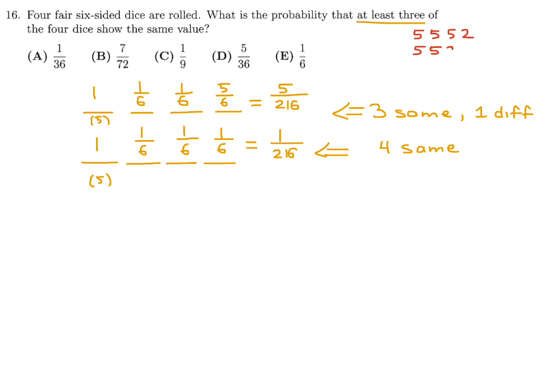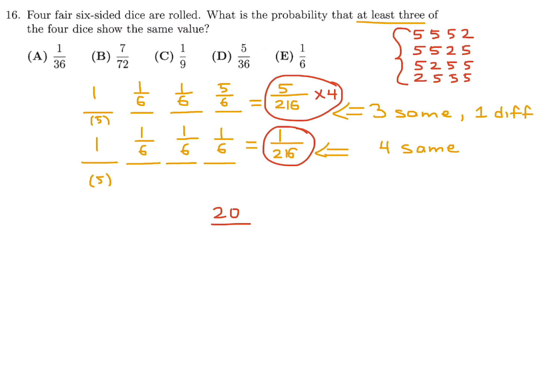But you can also have it like this: 5, 5, 2, 5, or 5, 2, 5, 5, or 2, 5, 5, 5. These are counted as different. So this number actually, once we get it, we have to multiply by 4, since there's 4 scenarios for each of those. So this plus this now is my probability. So it's 20 over 216 plus 1 over 216, and that's 21 over 216. If you divide top and bottom by 3, you get 7 over 72, I believe. And that is the answer. 16 is B.